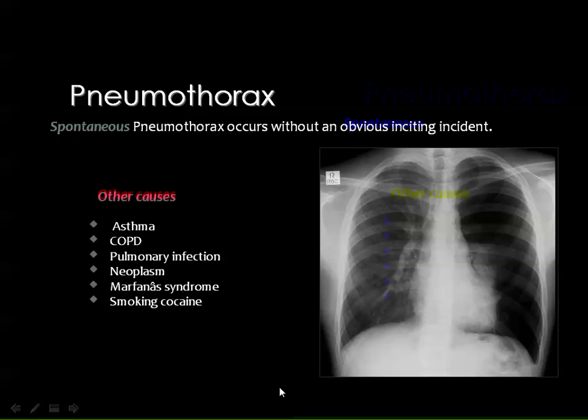Then we came to the pneumothorax, and the pneumothorax may be spontaneous or may have an underlying pathology, like the presence of asthma, chronic obstructive pulmonary airway disease, pulmonary infection, neoplasms, Marfan syndrome, and some patients with smoking cocaine, for example.